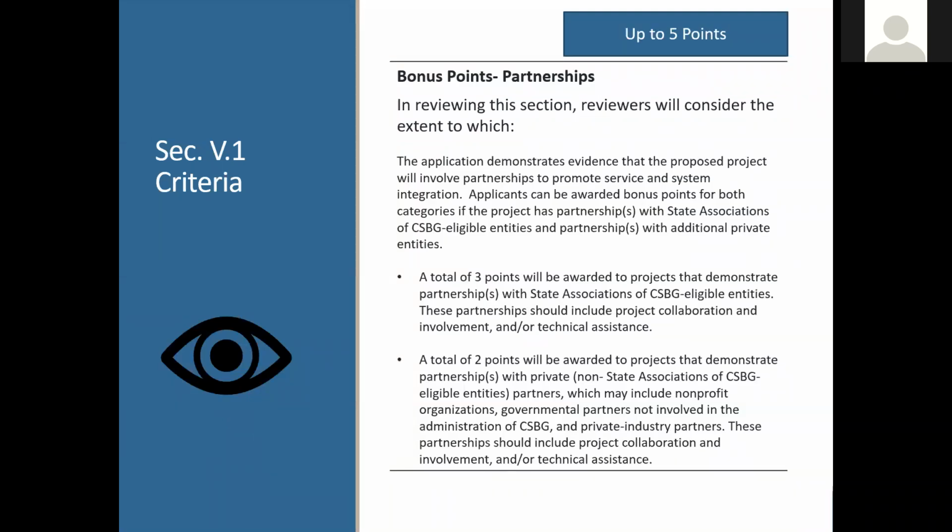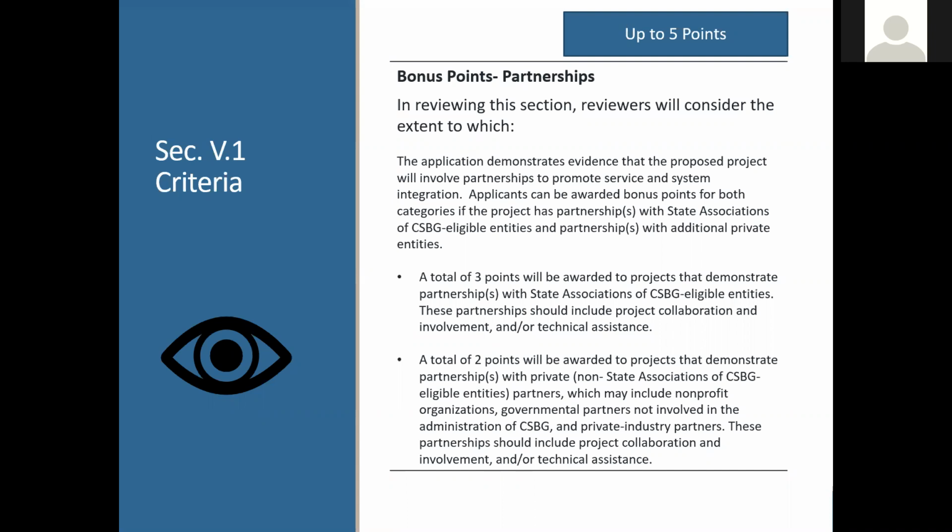The bonus points section, which we mentioned earlier, will require reviewers to consider the extent to which the applicant has demonstrated evidence that the proposed project will involve partnerships to promote service and system integration. A total of 3 points will be awarded to projects that demonstrate partnerships with state associations of CSBG eligible entities. These partnerships should include project collaboration and involvement and/or technical assistance.